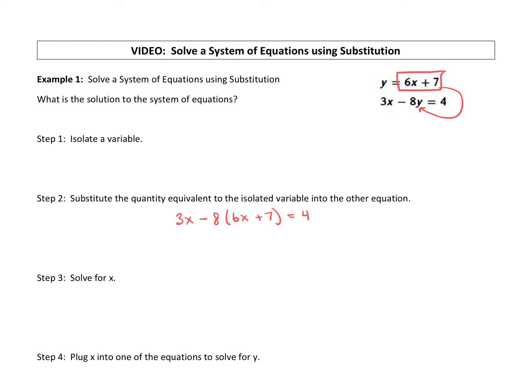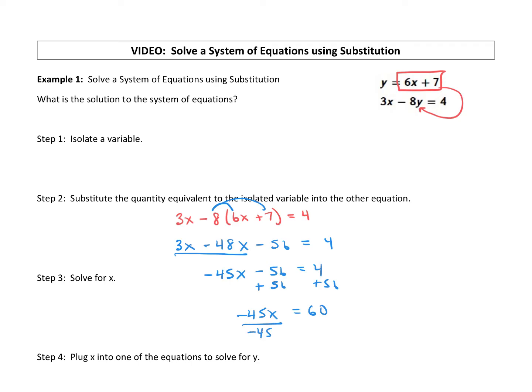So we're going to take our equation, do any simplifying. We do have this negative 8 we're going to distribute, so I'm going to carry the 3x down. Negative 8 times 6 is a negative 48x. Negative 8 times 7 is a negative 56, equals 4. Before we start solving, we have some like terms we can combine. 3x minus 48x is a negative 45x, minus 56 equals 4. Now to solve, we're going to add 56 to both sides. So we have negative 45x equals 60.